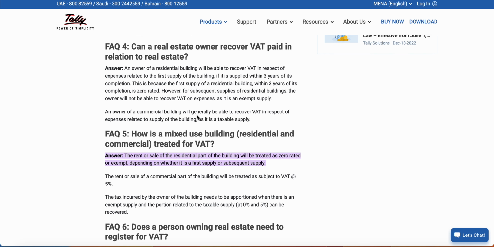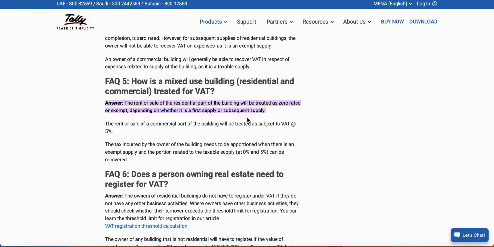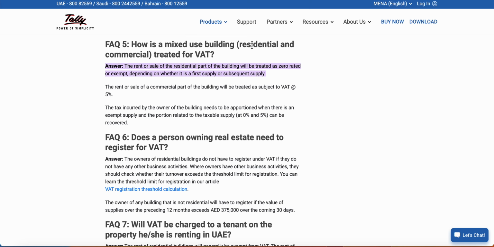When commercial property is sold, even if it's second buyer, third buyer, fourth buyer, or seller, they can adjust the input tax that is being charged to them. An owner of commercial building will generally be able to recover VAT in respect of expenses related to the supply of building, as it is a taxable supply. Next is, how is a mixed use treated? Now, there can be buildings which are residential as well as commercial. So how will they be treated for VAT?